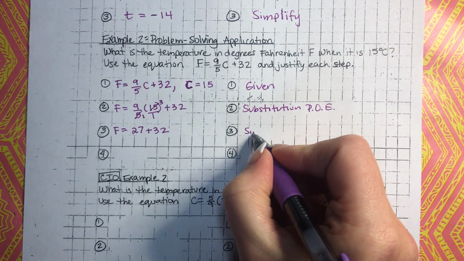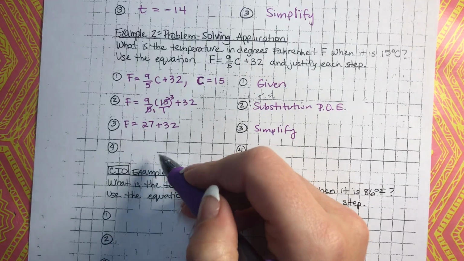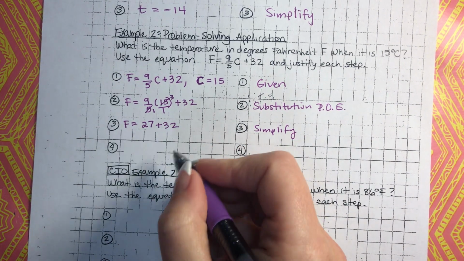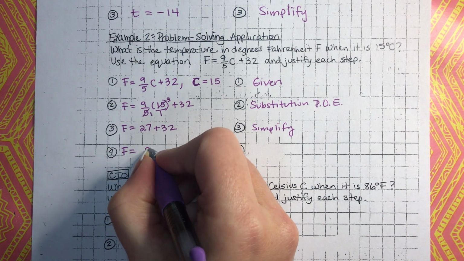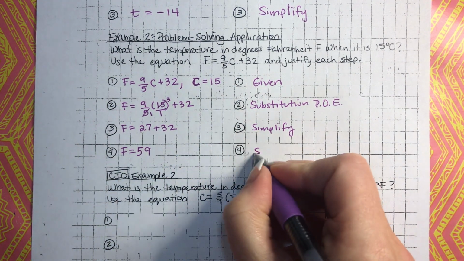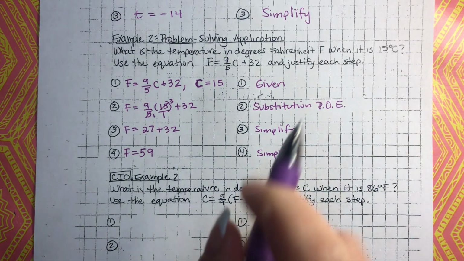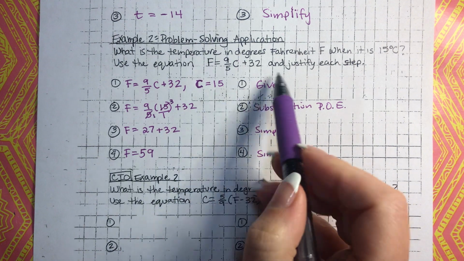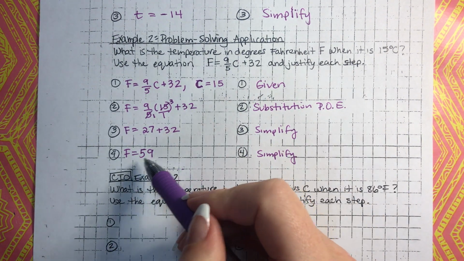So what I just did is I simplified. And then I'm just going to add 27 plus 32, which is going to be F equals 59. And that would be simplifying again. Okay, so what this basically says is when it is 15 degrees Celsius, that is the same thing as 59 degrees Fahrenheit.